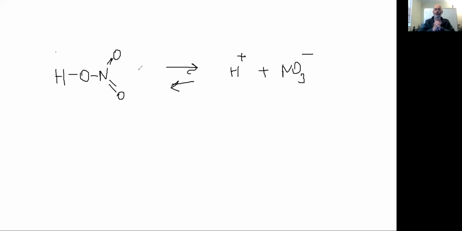So that means dissociation is not complete. Sometimes this equilibrium is shifted to this side. For example, HCl is a strong acid, and we can safely assume it completely dissociates into H plus and Cl minus. Although you can find a tiny amount of HCl molecules in the solution, this amount is very, very small.